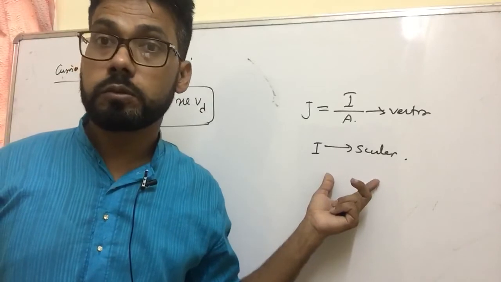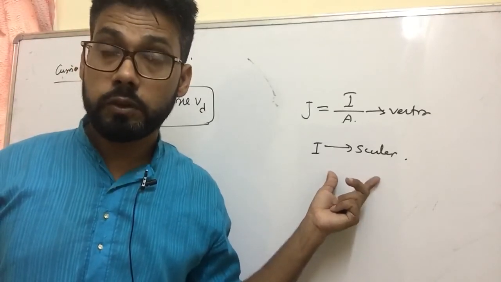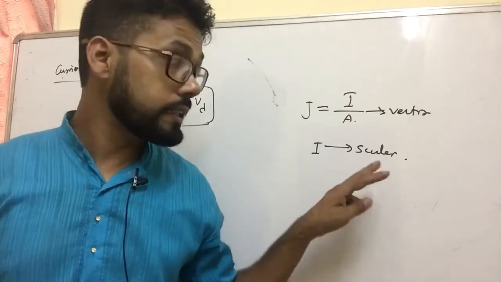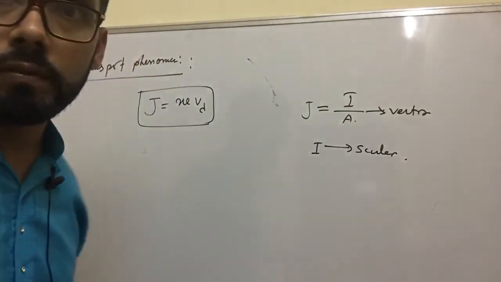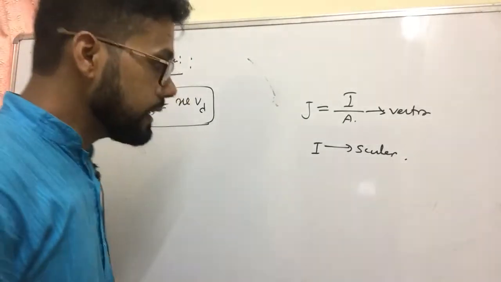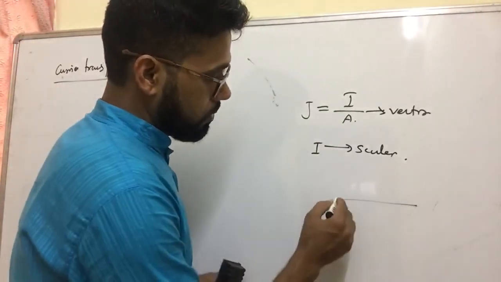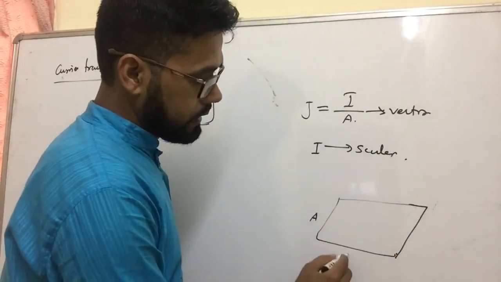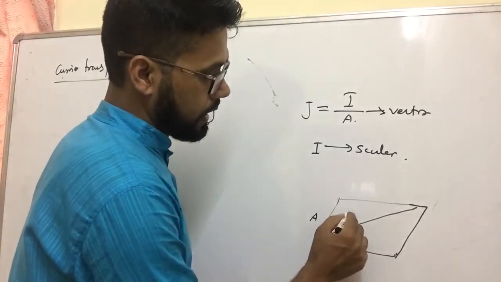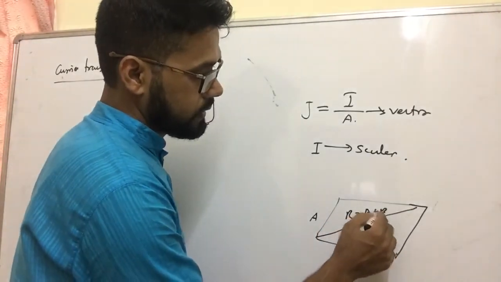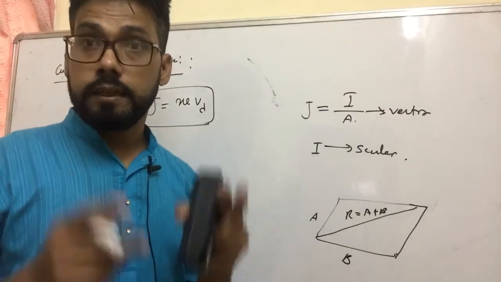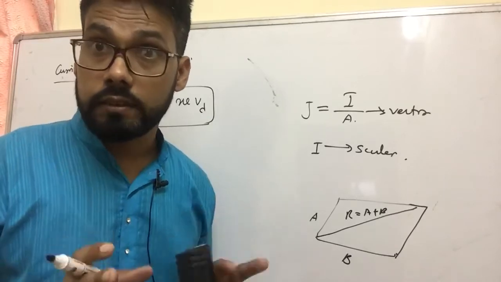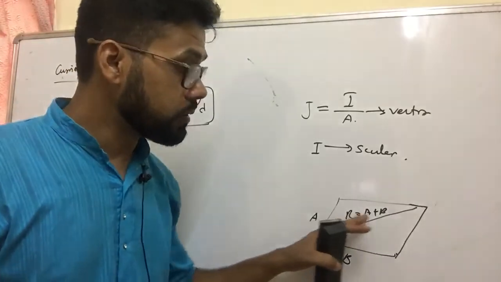Similarly, for a quantity to be a vector, it must follow the law of parallelogram of vectors, although it has magnitude as well as direction. Current does not follow the law of parallelogram of vectors. Why? According to the law of parallelogram of vectors, suppose this is A and this is B, then the resultant vector is A plus B. The law tells us that if two adjacent sides represent two vectors, their resultant must be represented by the diagonal. That means R equals A plus B.